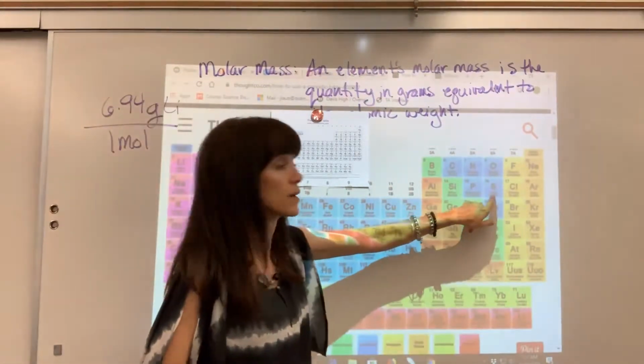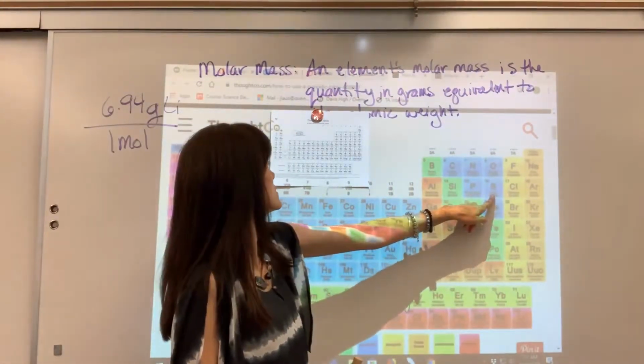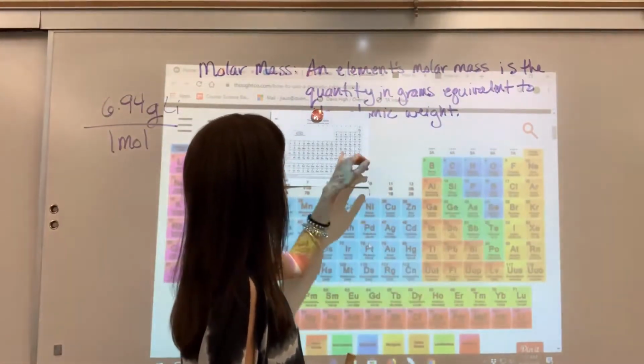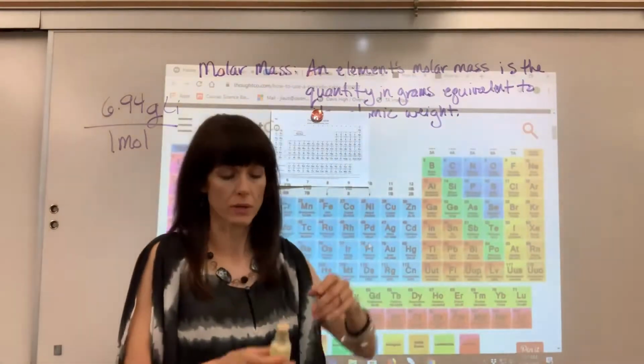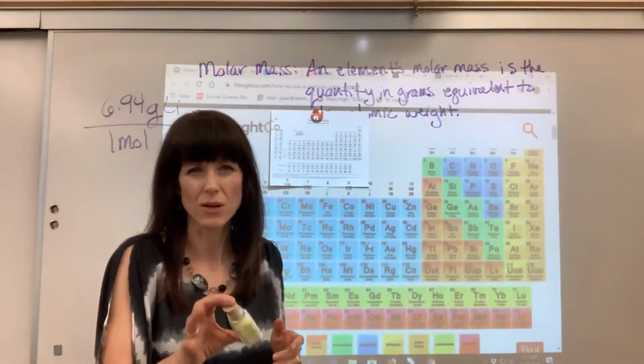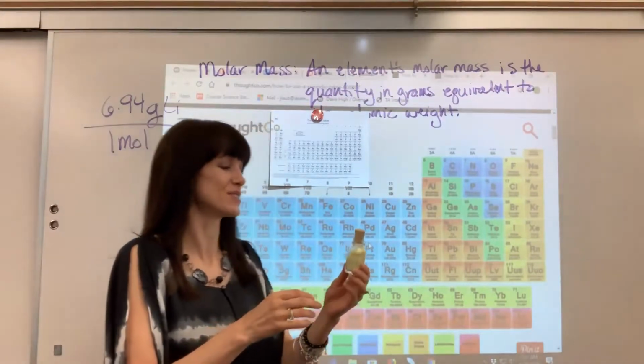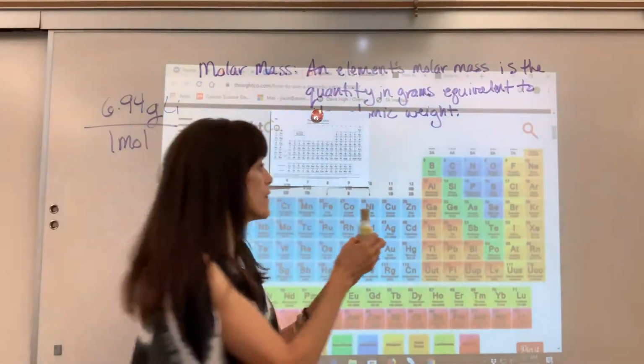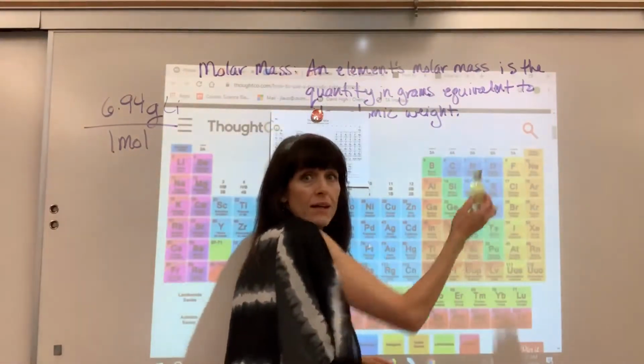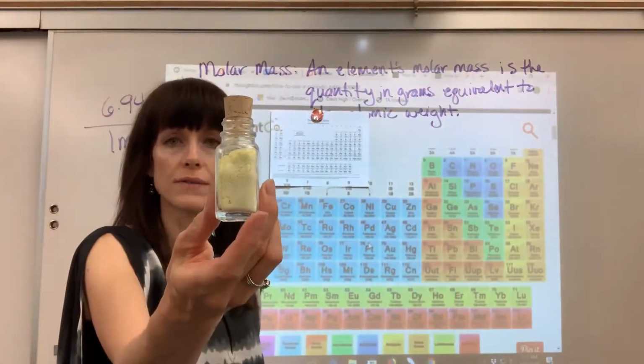Sulfur, here's sulfur right here. Its molar mass is 32.07. Let me make sure. 32.07. Just so you know, I've also seen 32.06. It depends on the periodic table for sulfur. Here it is. There, right there. That is 1 mole of sulfur.